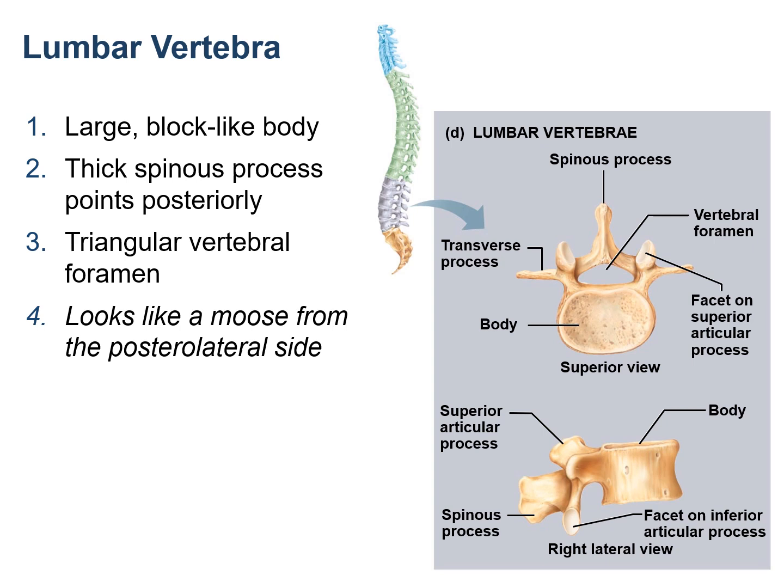There are 5 lumbar vertebrae denoted by L1 through L5. The body of these vertebrae is large, block-like. The spinous process is quite thick and the vertebral foramen is more triangular. Some people think that this particular vertebra looks like a moose from the posterolateral side.